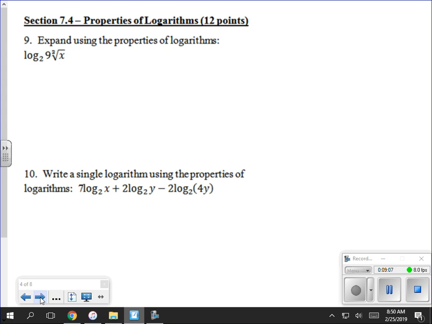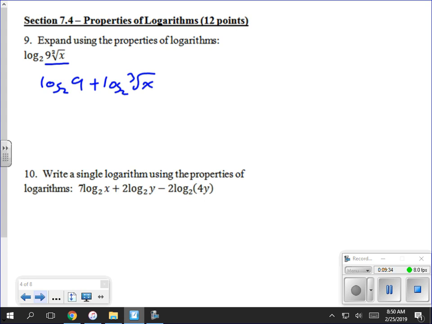Expand using the properties of logarithms. First thing I need to do is rewrite the cube root of x. Well, it's not the first thing I need to do. Actually, let's split this up first. So I have multiplication here. So that's log base 2 of 9 plus the log base 2 of the cube root of x. That's not adequate. Yes? We're going to do 1/3 log. Right, so what I need, yeah, I'm doing it in steps.